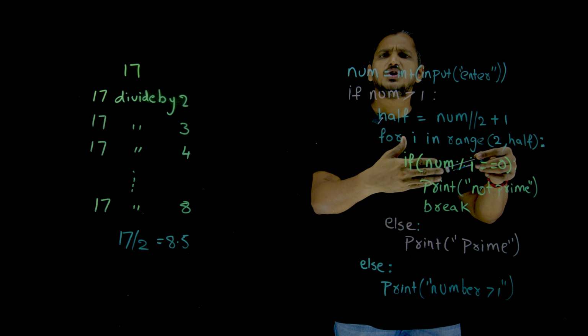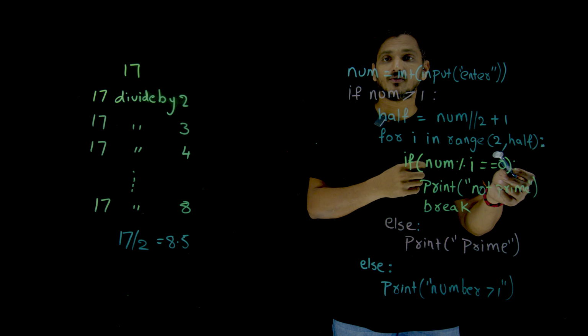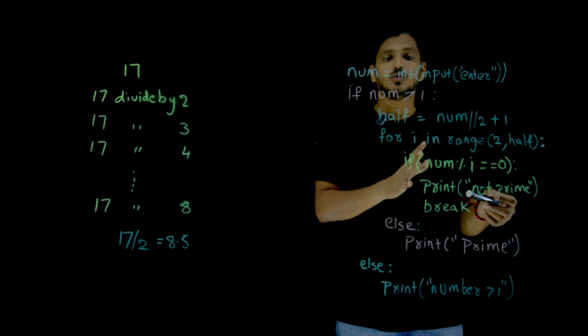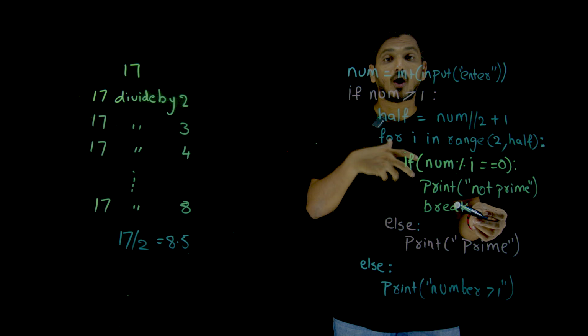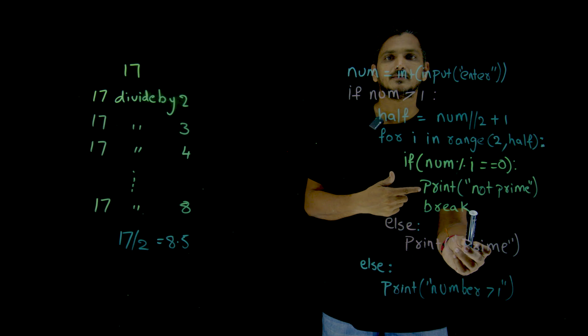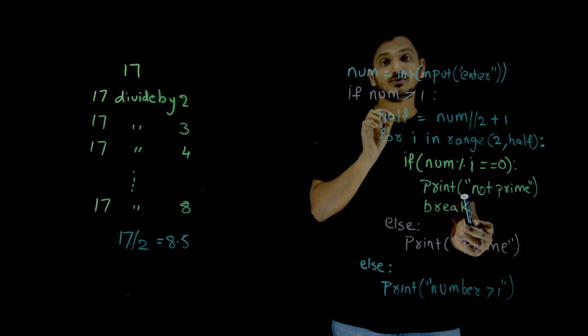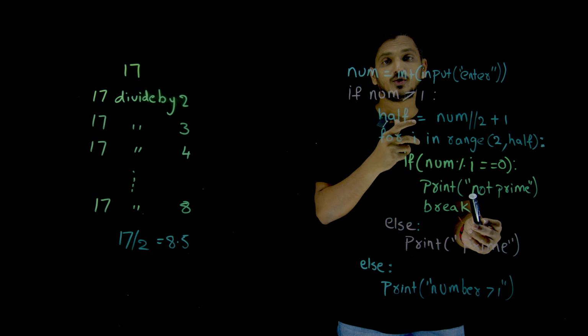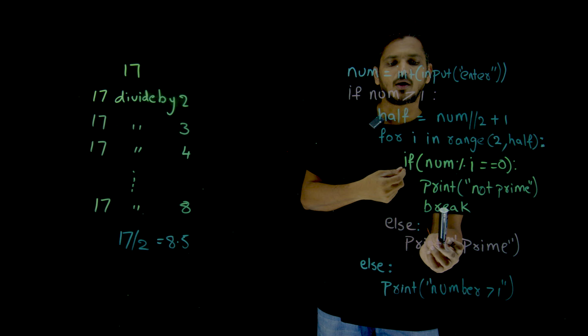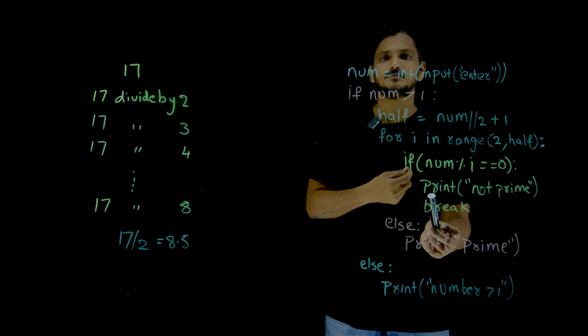Do you need to continue the loop once the number is divisible by any of these values? No. Come out of the loop. How are we going to come out of that loop? Use the break statement. Once you encounter any number that divides 17, you print not a prime number and come out of the loop.